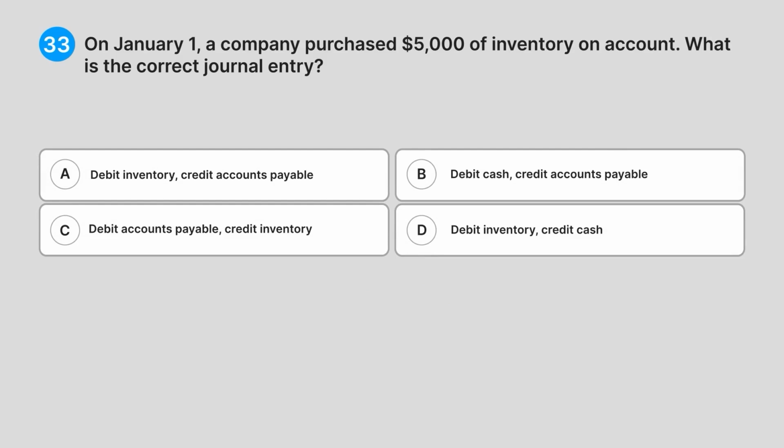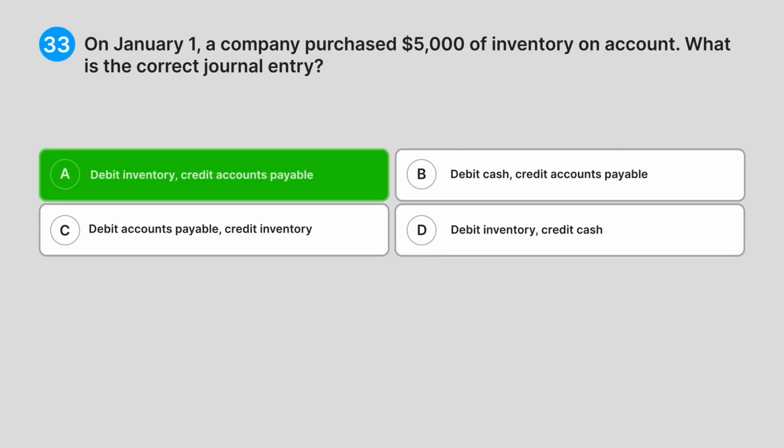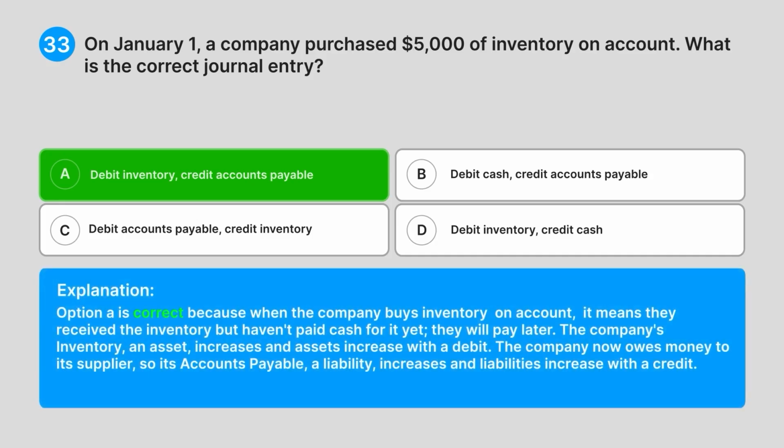Correct answer, A. Debit inventory, credit accounts payable. Explanation. Option A is correct because when the company buys inventory on account, it means they received the inventory but haven't paid cash for it yet. They will pay later. The company's inventory, an asset, increases and assets increase with a debit. The company now owes money to its supplier, so its accounts payable, a liability, increases and liabilities increase with a credit.